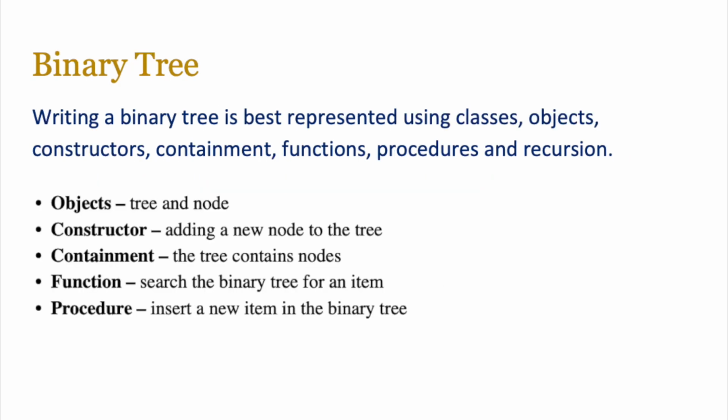Now, it's all well and good knowing all of this terminology, but the purpose of coding is to actually create code. Now we're going to look at creating binary trees using classes and objects. Of course, you can create these using arrays and all sorts of other mechanisms. However, the best way, the quickest and most efficient way, is using object-oriented programming. So how does it work? Well, we can use objects for the tree and node. Constructors are used for adding a new node to the tree. Containment principles are used because the tree actually contains nodes.